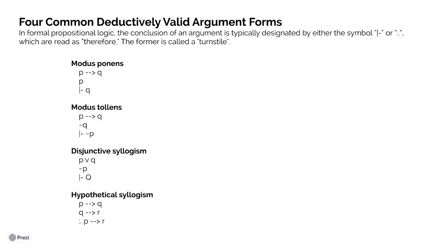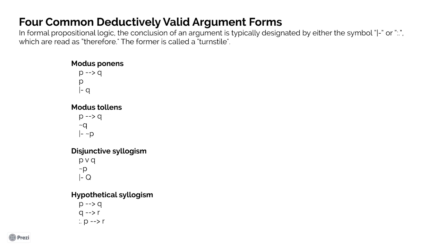So the most common form of argumentation is the modus ponens. If P is the case, then Q is the case. P is the case, therefore Q is the case. And the modus tollens is a variant of the modus ponens where we use negation to work backwards. If P is the case, then Q is the case, not Q, therefore not P. The disjunctive syllogism comes in the form P or Q, not P, therefore Q.